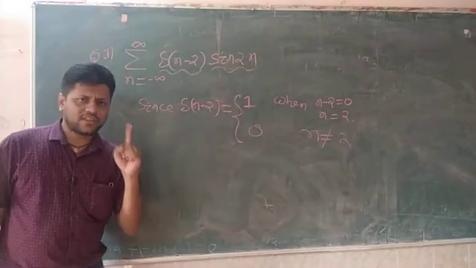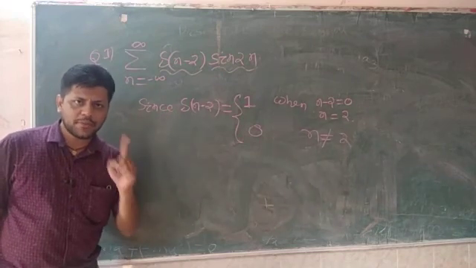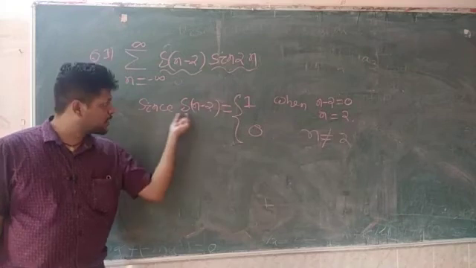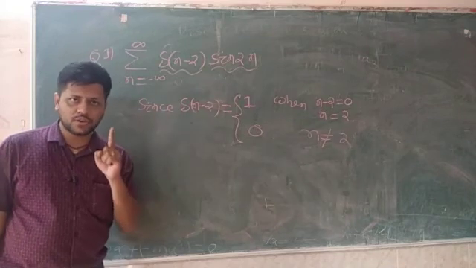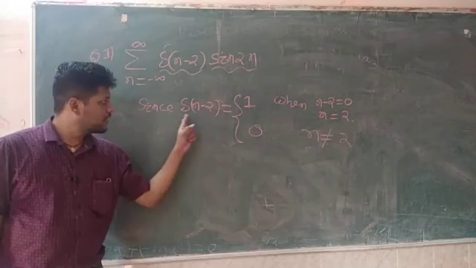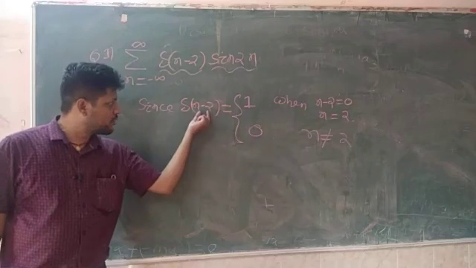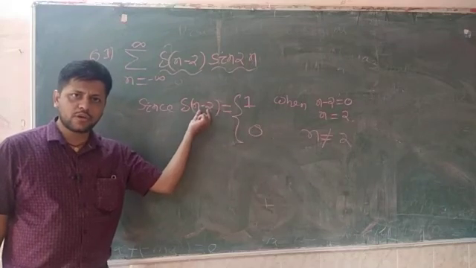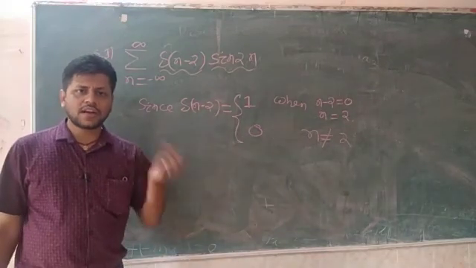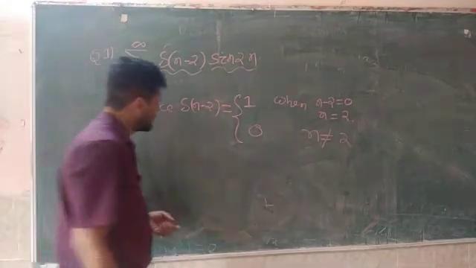Delta n means only one sample. Always remember, delta of n minus 2 means only one sample having amplitude 1. Not like the unit step or unit ramp, which have infinite samples. Here we have only one sample, and it exists only when the bracket value n minus 2 equals 0. Equating the bracket to 0, at that point only we find the height is 1.